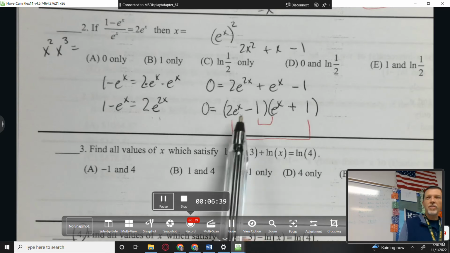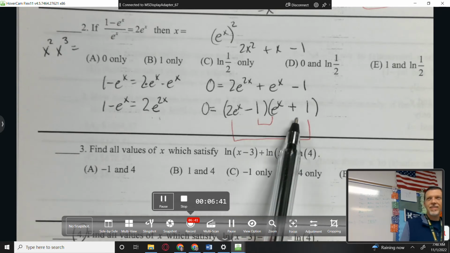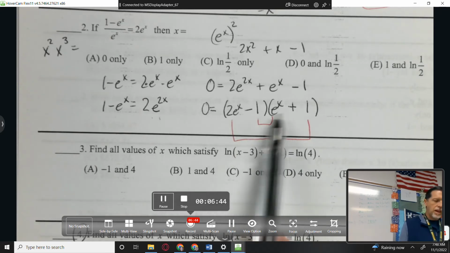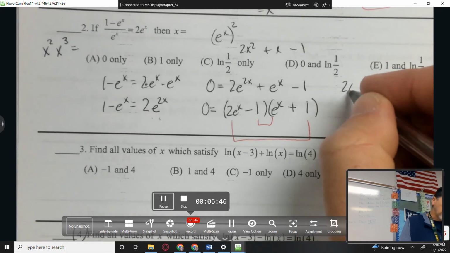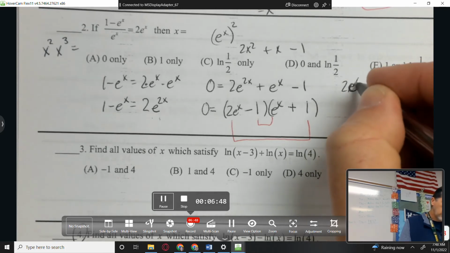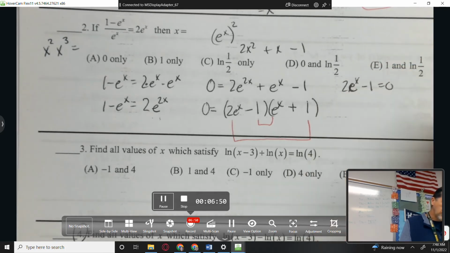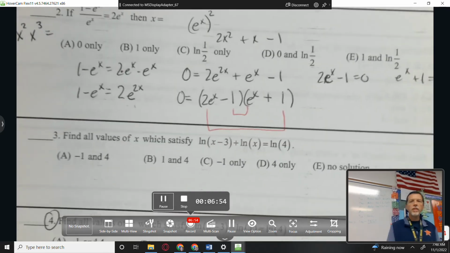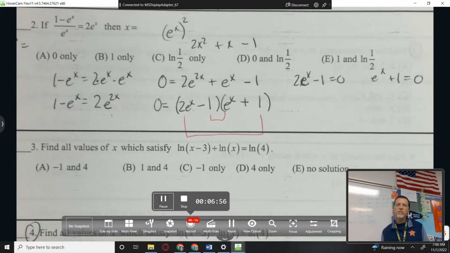Are you okay with that? Next we would just set each of those equal to 0. 2e to the x minus 1 equals 0. E to the x plus 1 equals 0. And so now we have 2 equations to solve.